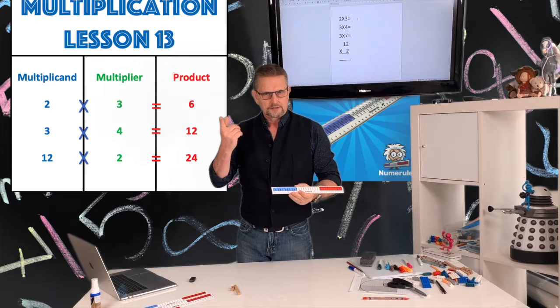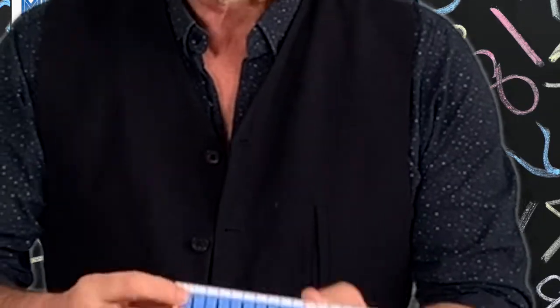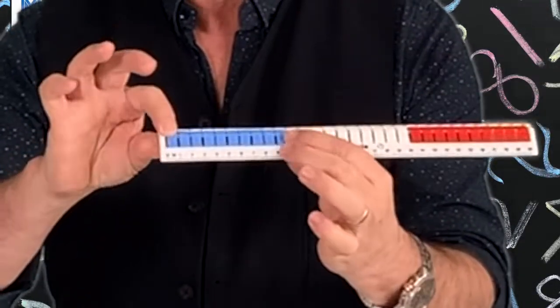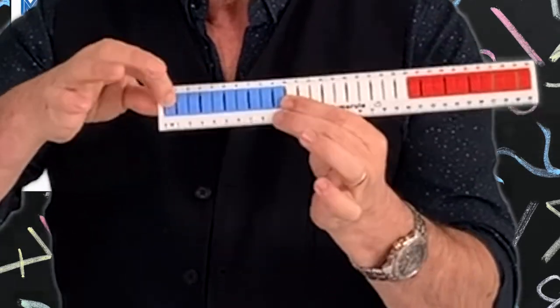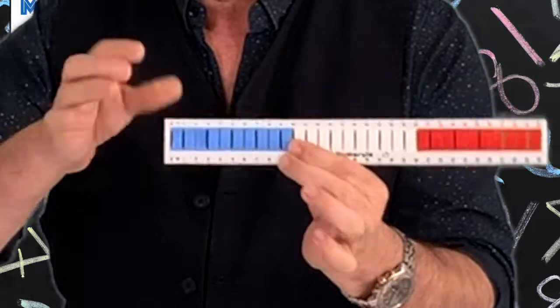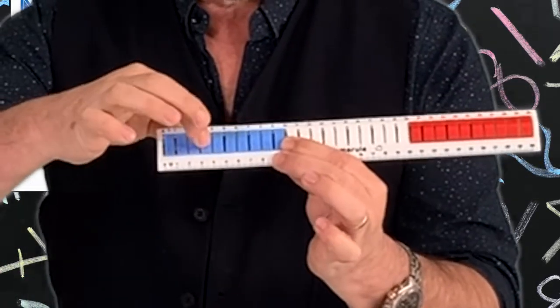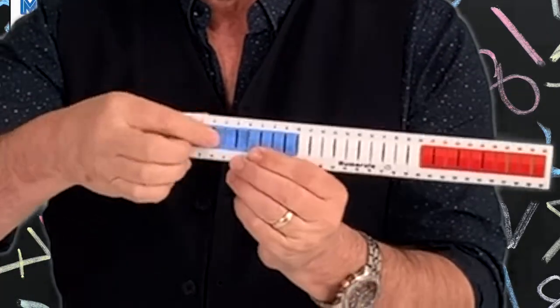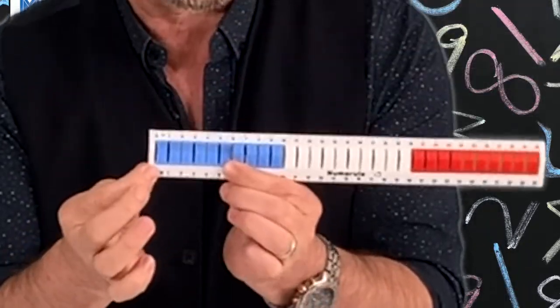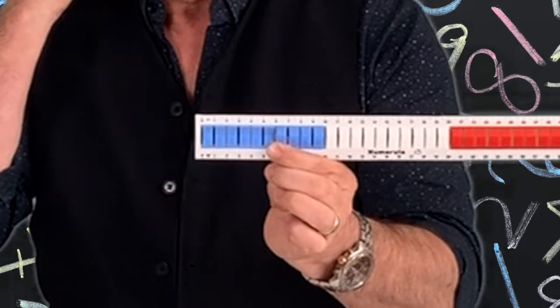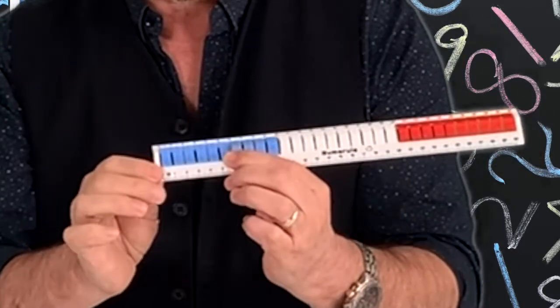Let's have a look at that. 2 lots of 3. Just by using the numeral, the multi-sensory device that it is, we can press down one group of 3, 1, 2, 3. It's one group of 3, and then another group of 3, 1, 2, 3. There's 2 groups of 3, and the kids will see that there's 6 which have been pressed down. So our answer, or our product, is 6.